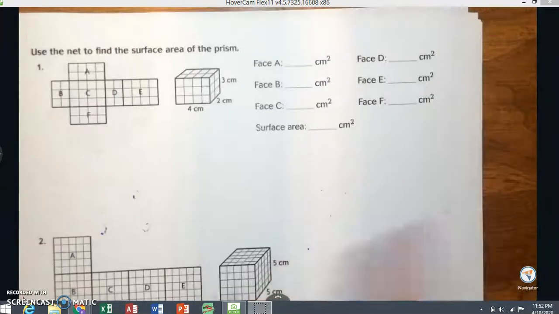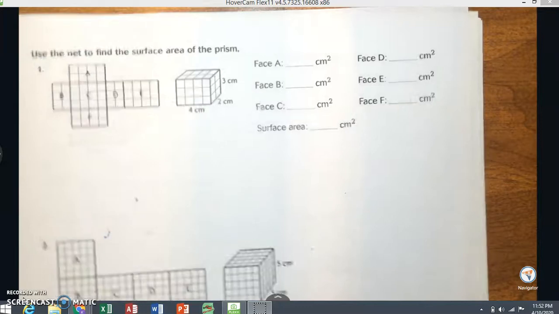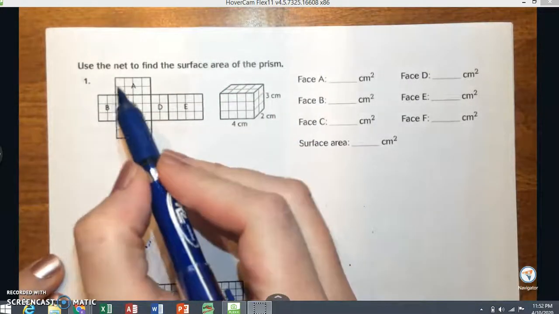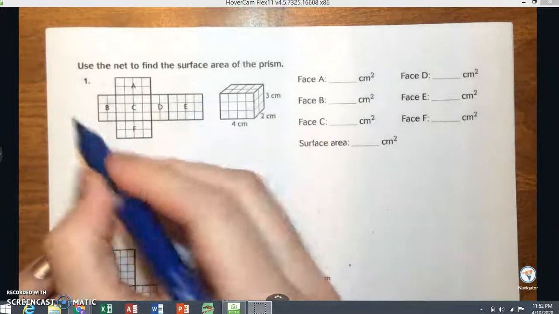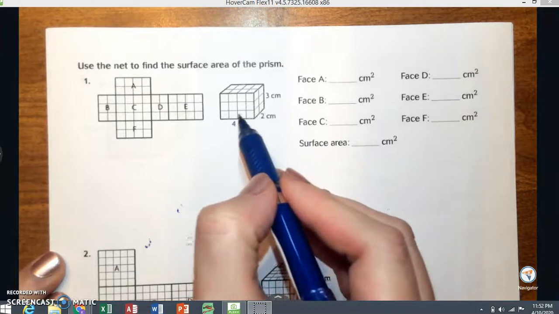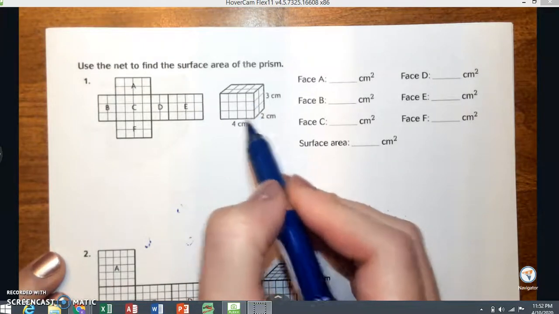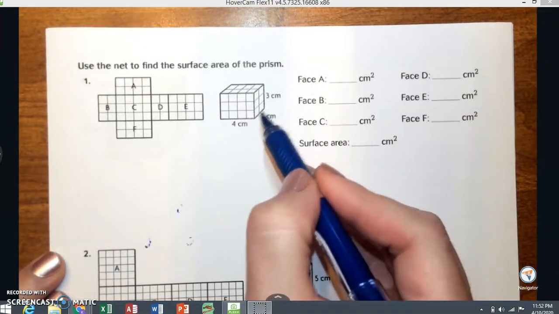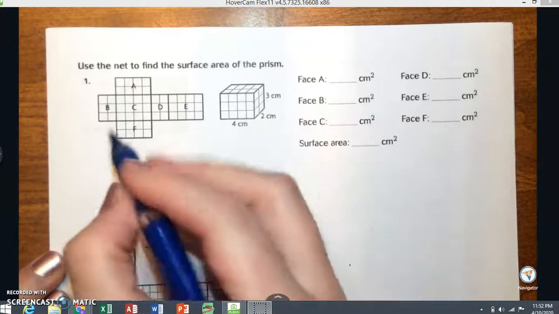Alright, so let's look at this next problem. The nice thing about this problem is they've used a grid to help with this. So there's no numbers on this part, but there are here. So notice here there's 4 little squares there. Here there's 2 squares going this way and 3 going this way.